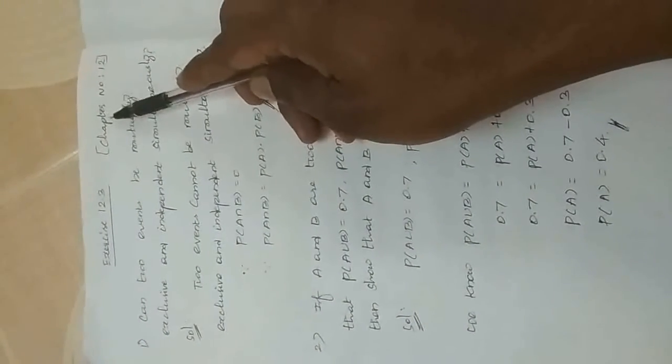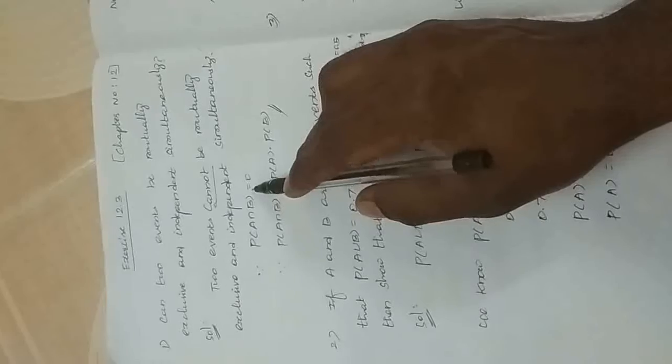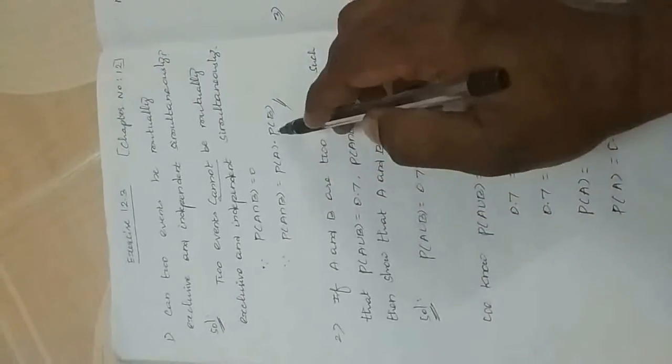Today I will start on chapter number 12, exercise number 12.3. Question number 1. Can two events be mutually exclusive and independent simultaneously? Solution. Two events cannot be mutually exclusive and independent simultaneously. So P of A intersection B equal to 0, and P of A intersection B equal to P of A dot P of B. It is a basic formula.